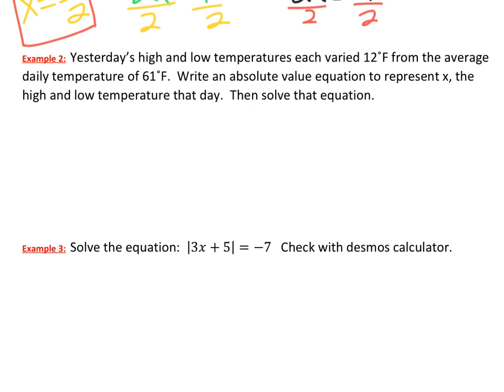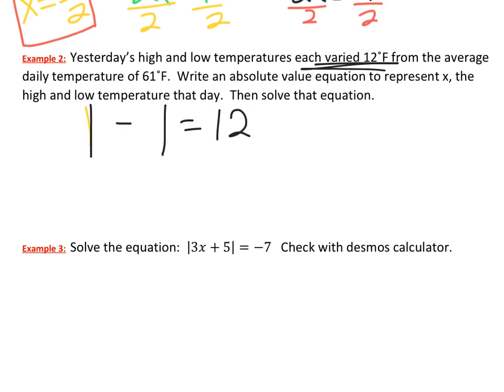Now, most absolute value equations will look like one of two things. They will have, obviously, absolute value bars. We'll have an equal sign. Usually, if it says varied within, that's a way of saying plus or minus 12 degrees Fahrenheit, which means it could be 12 degrees above or 12 degrees below the median or the average. Usually the word varied or within tells you that it's going to be by itself.